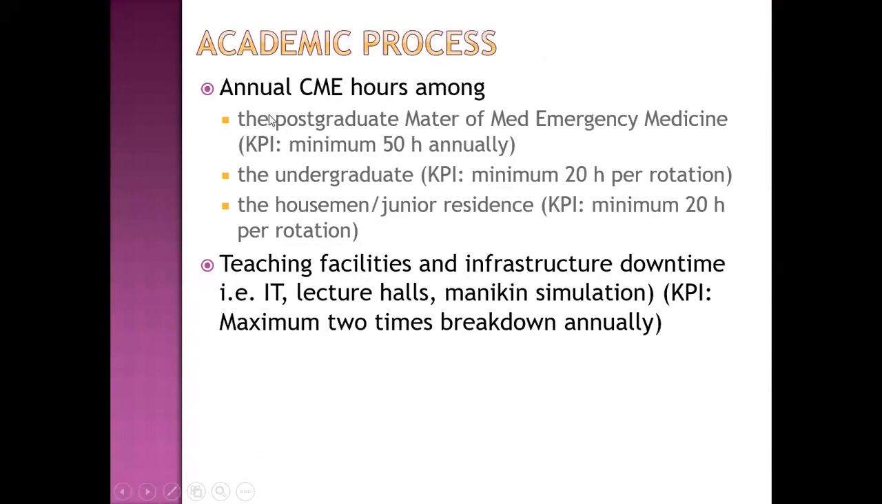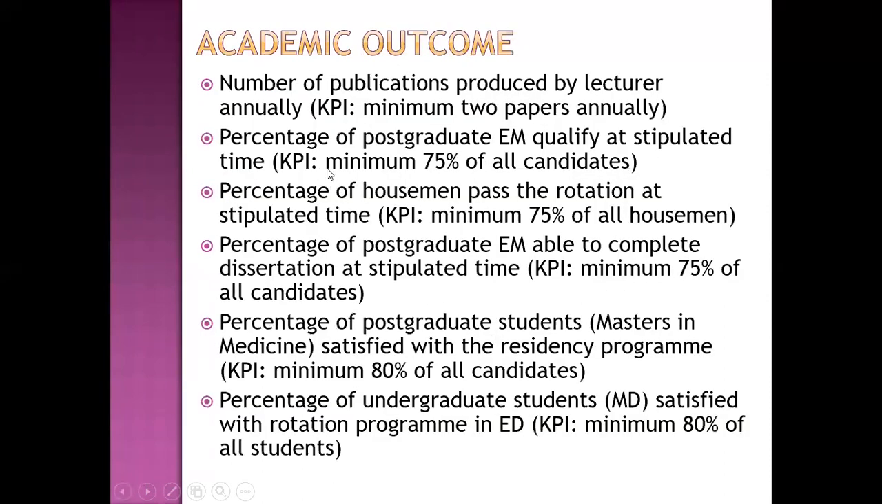Then academic process indicators include annual CMEs among the postgraduate Masters of Medicine in emergency medicine, then the undergraduate doctors, then houseman or junior resident doctors, then teaching facilities and infrastructure downtime, that is lecture theater, and it should be a maximum of 2 times breakdown annually.